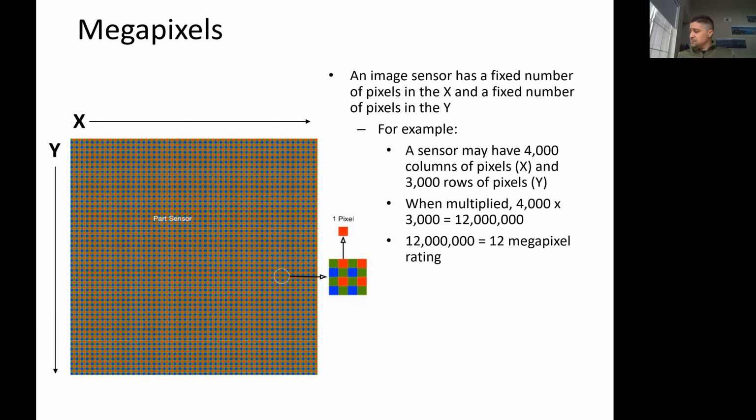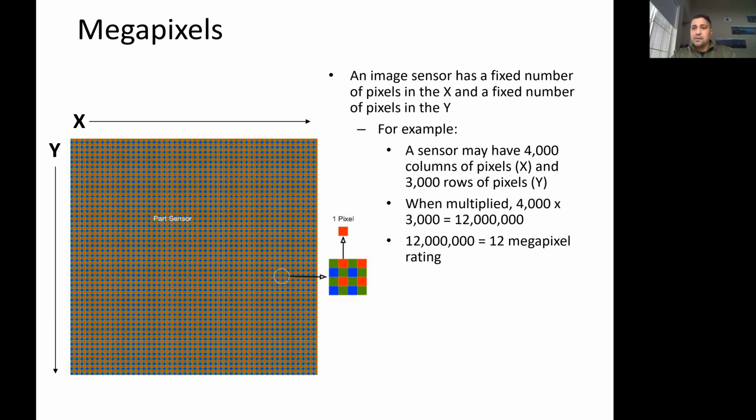And what happens is an image sensor has a fixed number of pixels in the X and a fixed number of pixels in the Y. So this means that, let's say you have a sensor with 4,000 columns. That would be in this direction. I know a column goes like this, but as you're counting them, you would go horizontally. So 4,000 columns, that would be the X. 3,000 rows, that would be the Y.